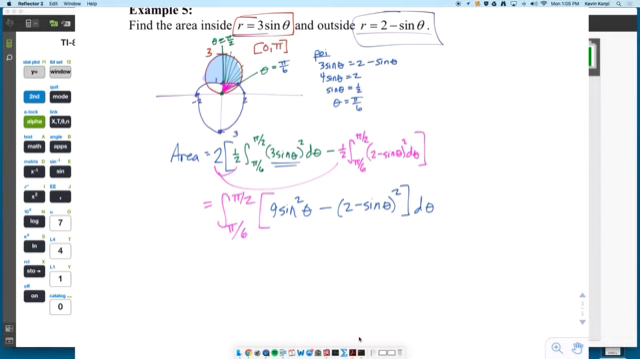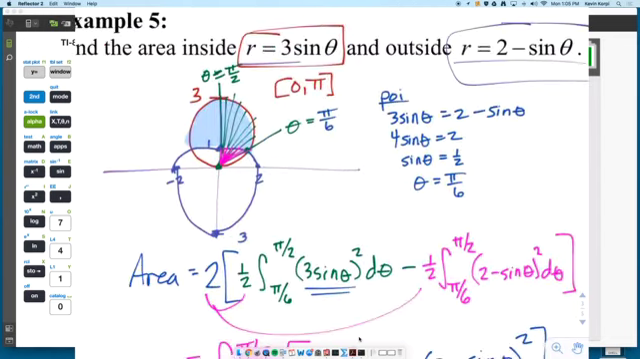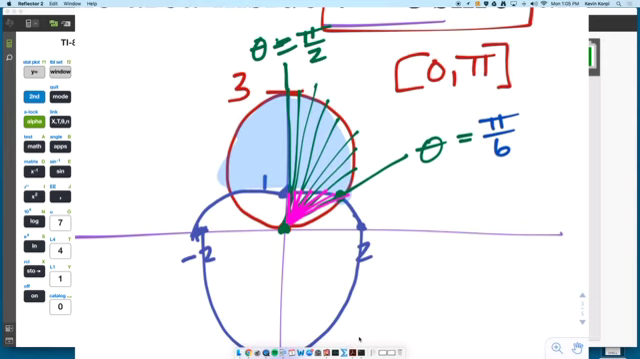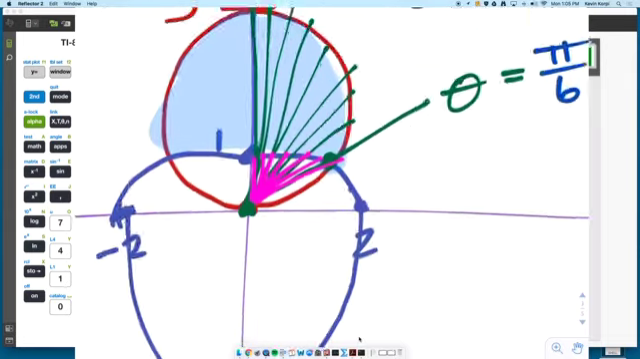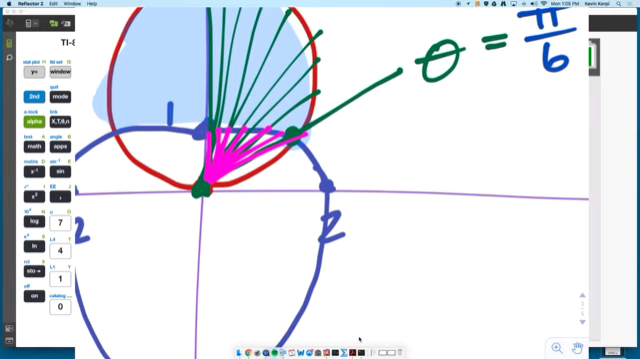Are you okay with that? When you have 2 polar curves and you're trying to identify the region, drawing your diagram large is going to pay dividends. Because when you draw it small, it's kind of hard to see things, right? Like just this little sliver of this area down here in pink that we need to subtract out.